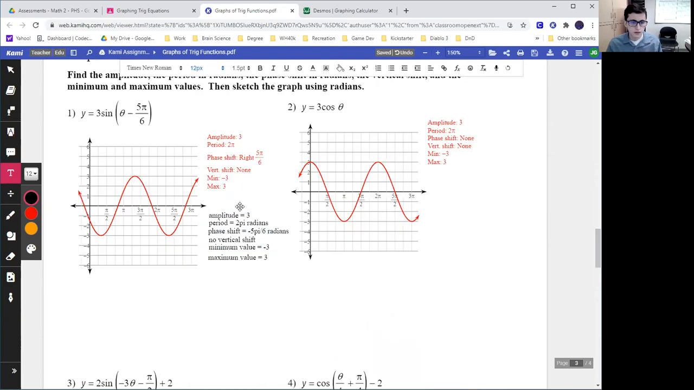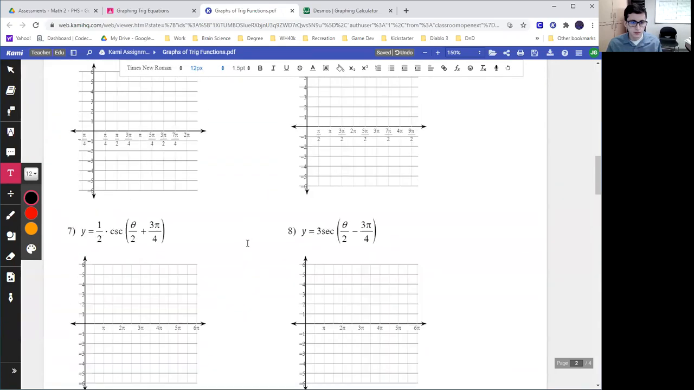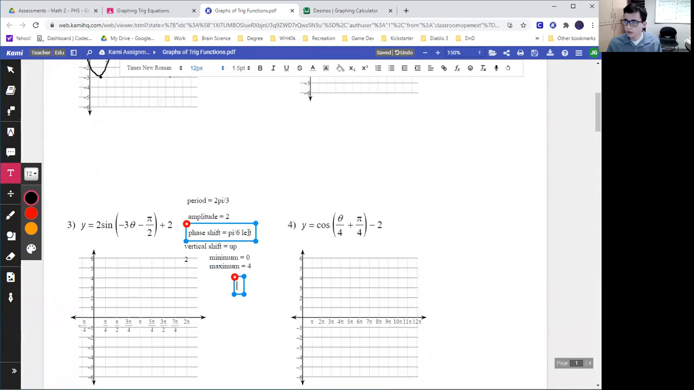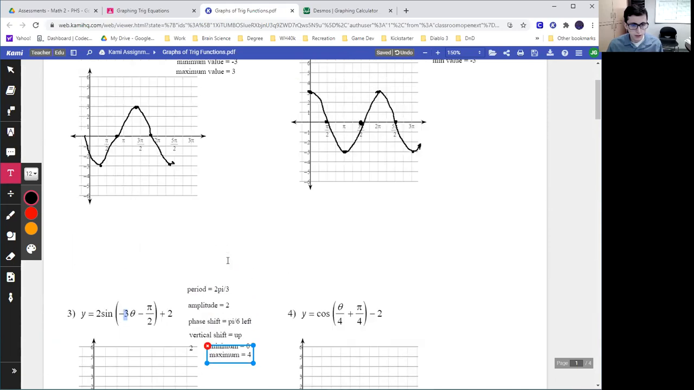It is left pi over 6. Pi over 6 to the left. I'll explain that tomorrow when I have a little bit more time. Is it because of the 3? It is because of this 3. That is the reason why. So it's affecting the phase shift. And so we've got the period, the amplitude, the phase shift, the vertical shift, minimum and maximum.